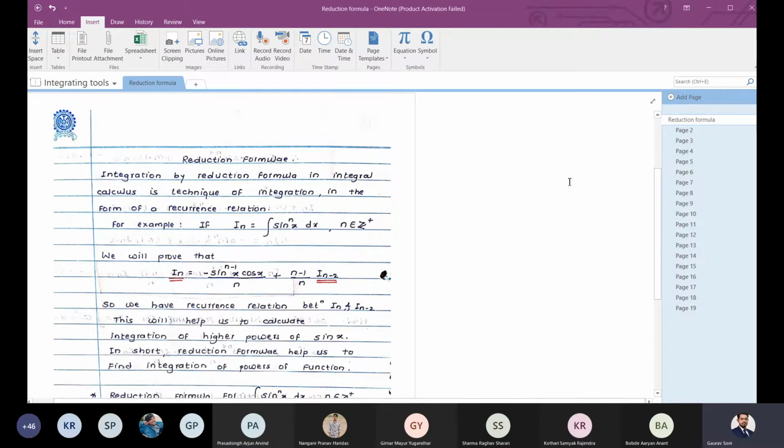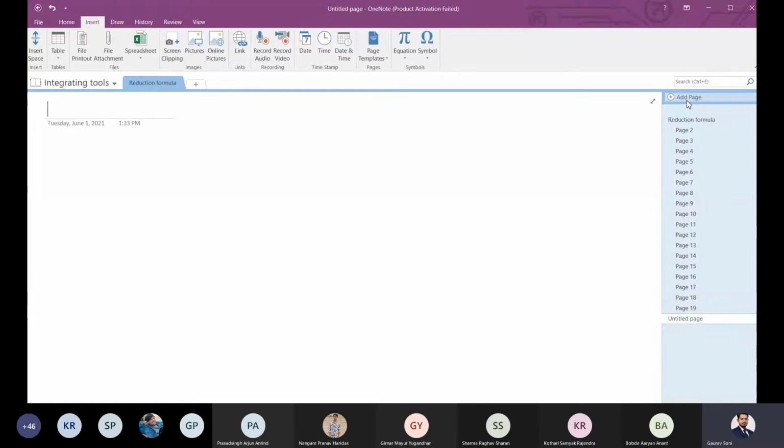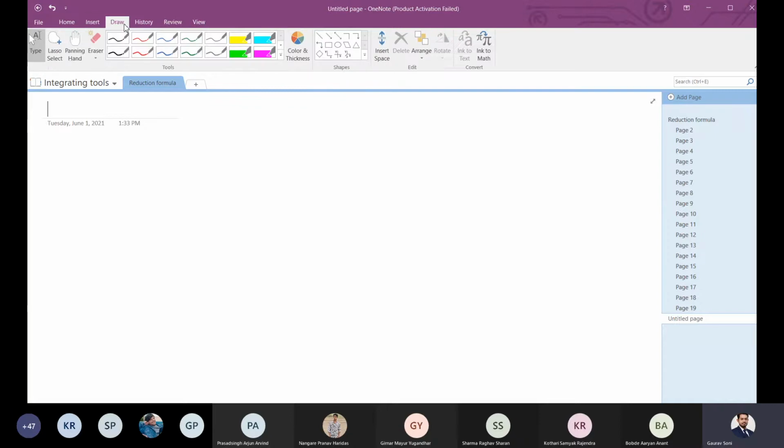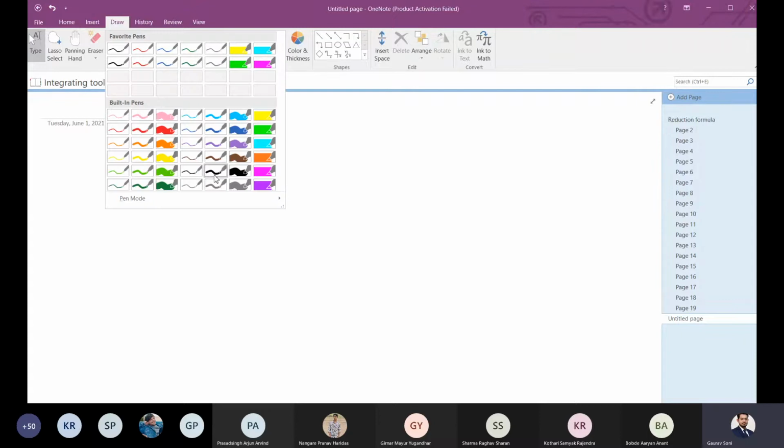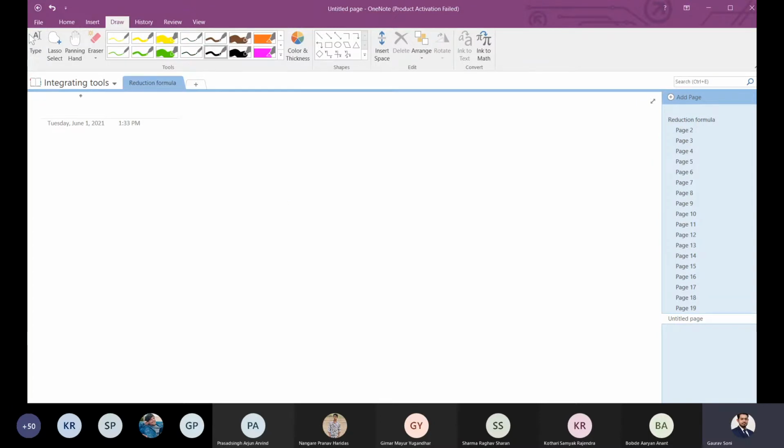So let's start with our new topic, which is the reduction formula. Before we get started with all the theory, I will just give you a rough idea of what we actually mean by reduction formulas and why these formulas are so useful. The name of the module that we are learning here is integration tools. We are going to learn different tools by which we can find integrations very efficiently, and the first of those tools is the reduction formula.